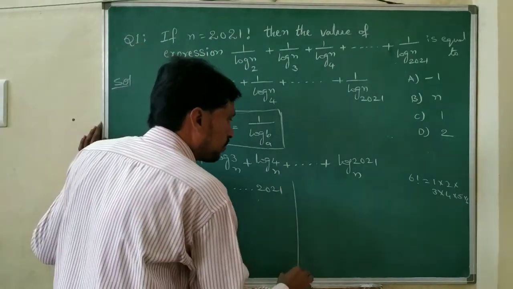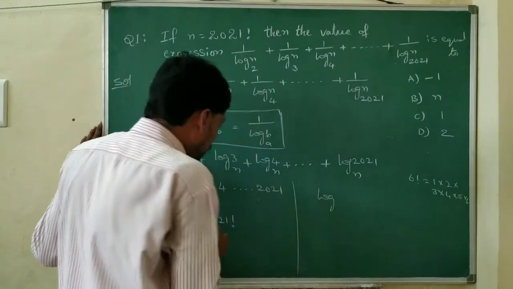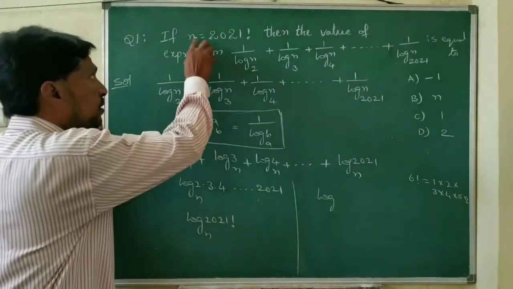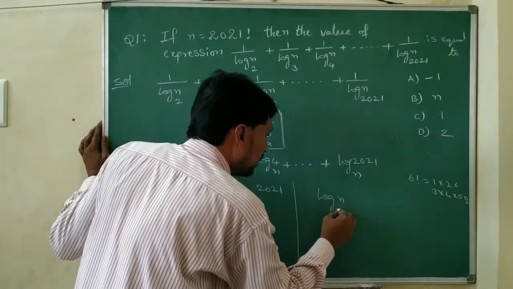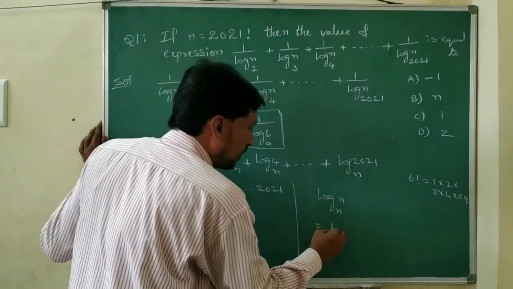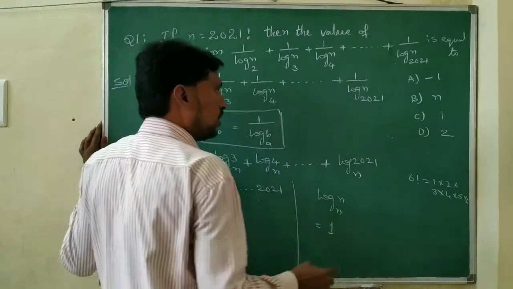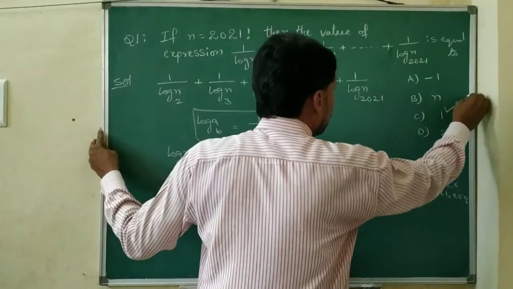So here log 2021 factorial means we can take log n base n. The value of log n base n we are getting is 1, so option C is the correct answer.